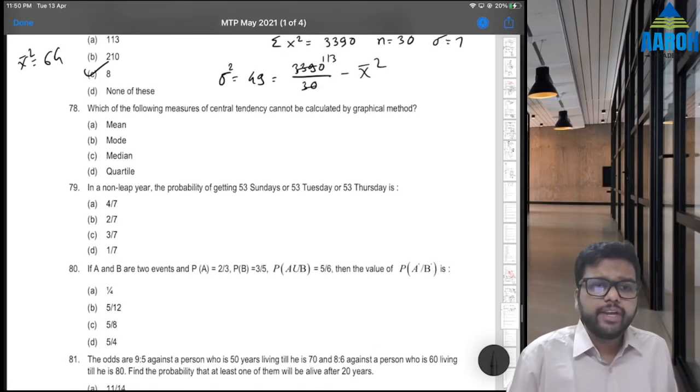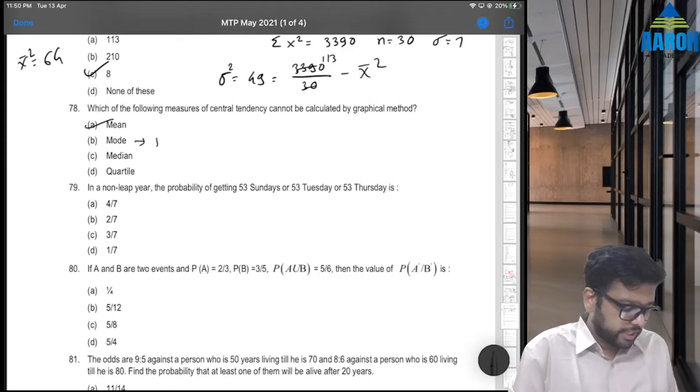Next, 78. Which of the following measures of central tendency cannot be calculated by graphical method? Mean is the correct answer because mode can be calculated by histogram. Median and quartiles can be calculated by CF curves.